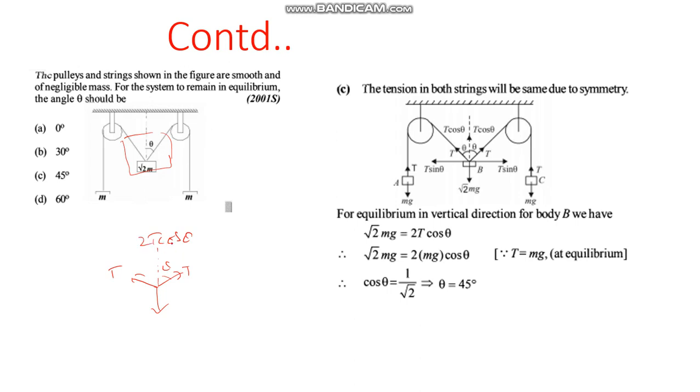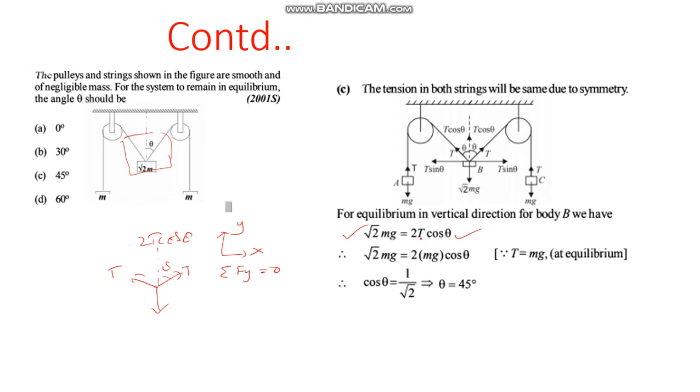So 2T cos theta, this is your X and this is your Y. Sigma Fy is equal to 0, you need to put that, and you get this equation. From here you can get the value of theta. The downward force, root 2 mg, is equal to 2T cos theta.